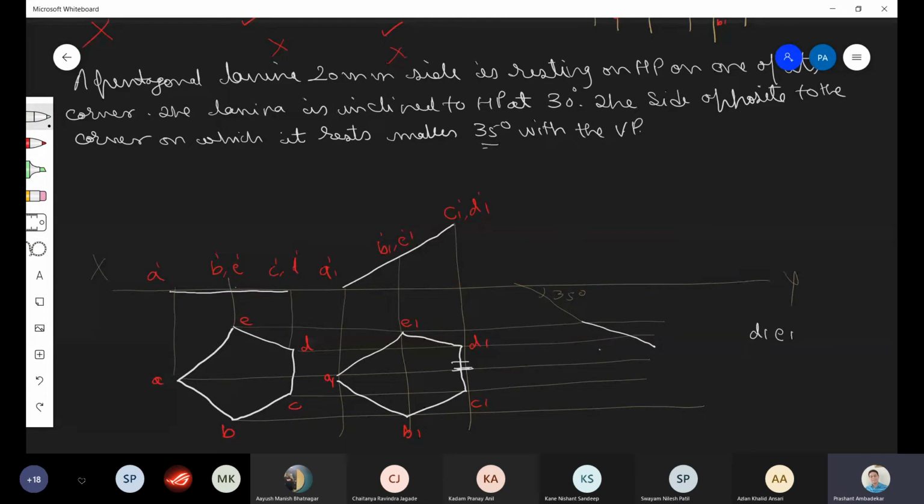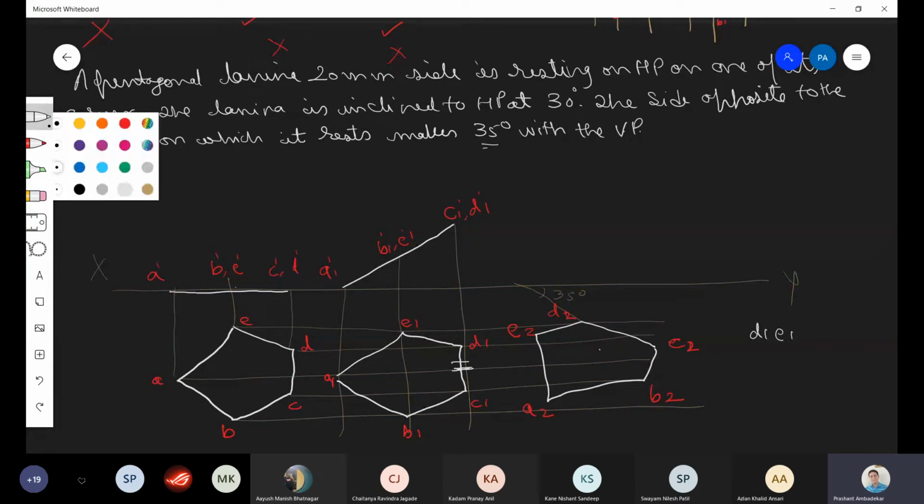After that is drawn, then you can locate the point E1, A1, something like this. So this is now making what? 35 degree with the VP. And if I name it, then this will be D1, C1. So it will be 2 now. D2, C2. This will be E2. This will be A2. And this will be B2.